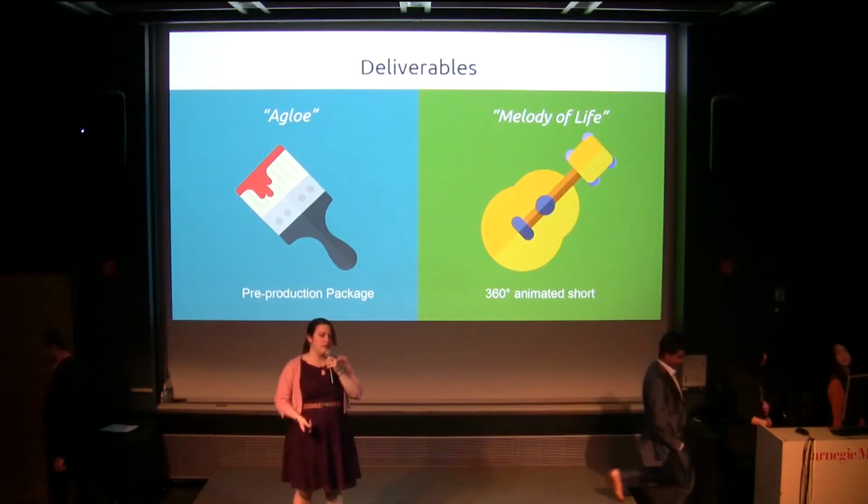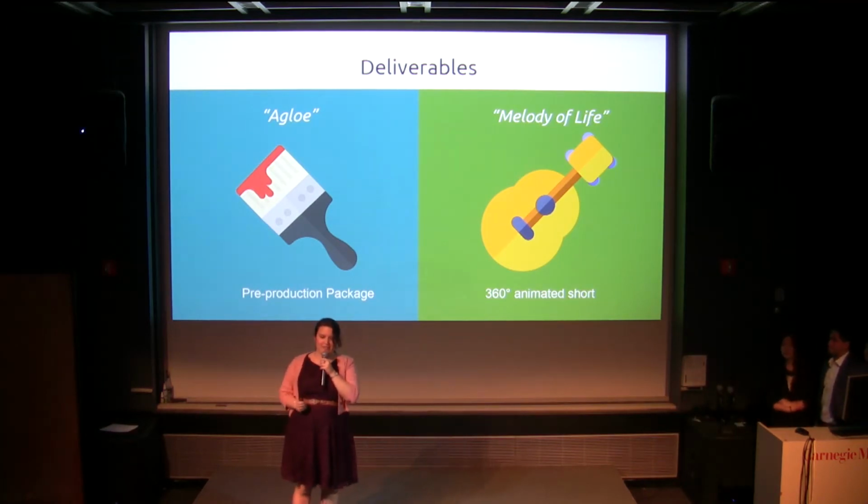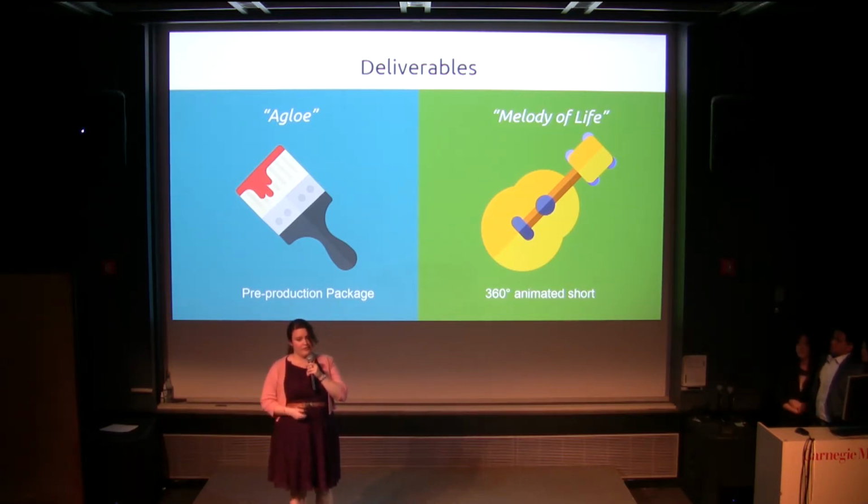Our deliverables are twofold. The first is we're making Aglo, a pre-production package that we're handing on to next semester, and Melody of Life, a 360-degree animated short that was handed to us by Catharsis, last semester's team.